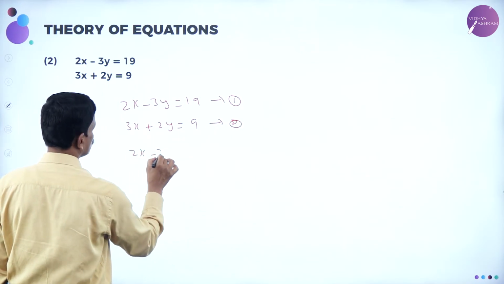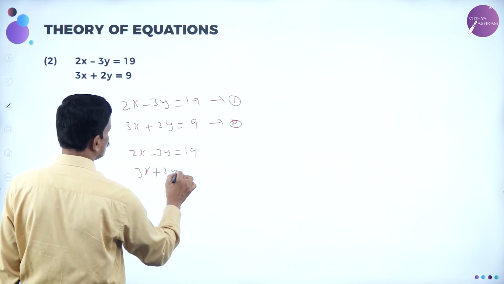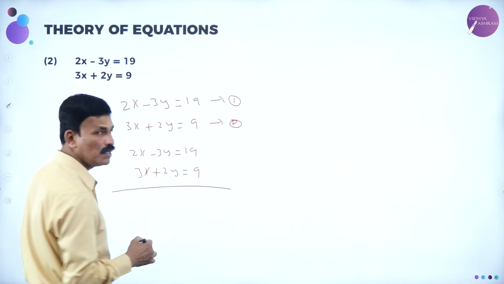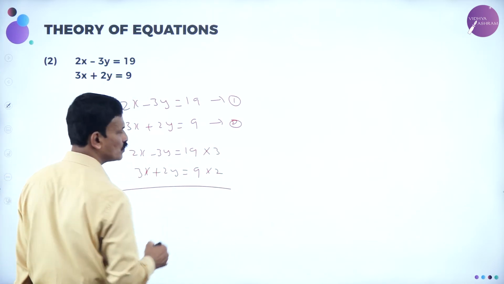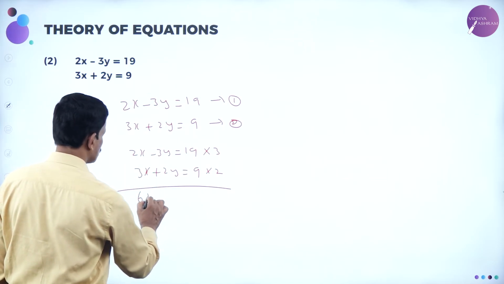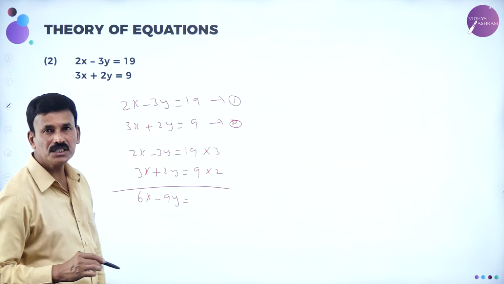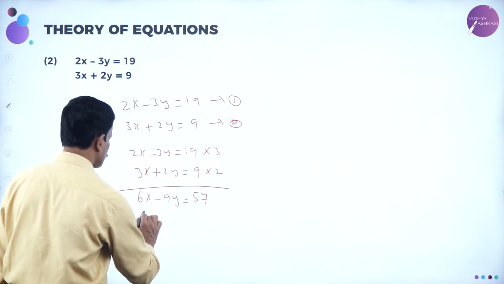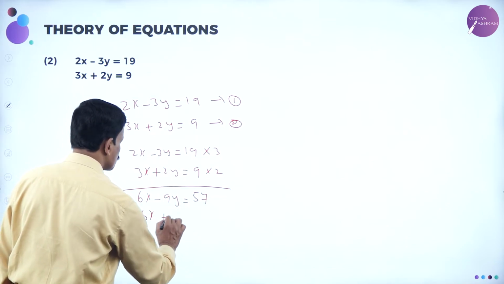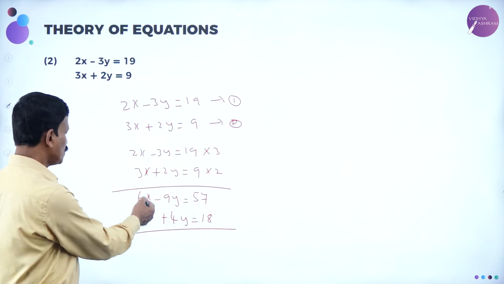So 2x minus 3y is equal to 19 and 3x plus 2y is equal to 9. You can eliminate x or y. Multiply this with 3 and this with 2. 3 2s are 6x minus 3 3s are 9y is equal to 19 into 3, 19 3s are 57. Again 2 into 3 is 6x plus 2 2s are 4y is equal to 9 2s are 18. See, the values of x are the same.